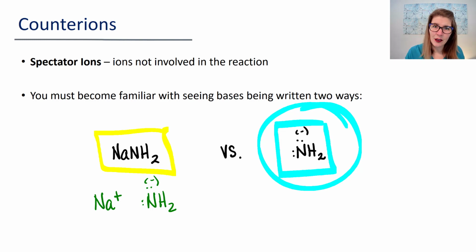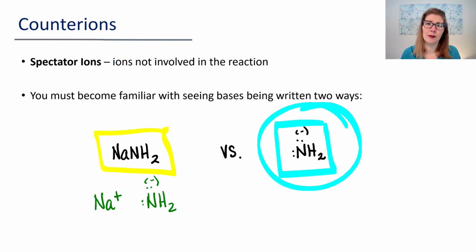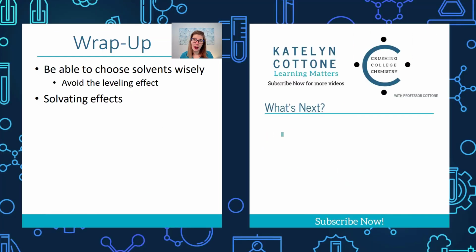So the one on the left is showing the counter ion, the spectator ion of sodium. The one on the right is saying, you know what, we don't care about that sodium ion. It doesn't do anything in the reaction, so we're just going to focus on the actual base and how the base looks. Let's wrap up.